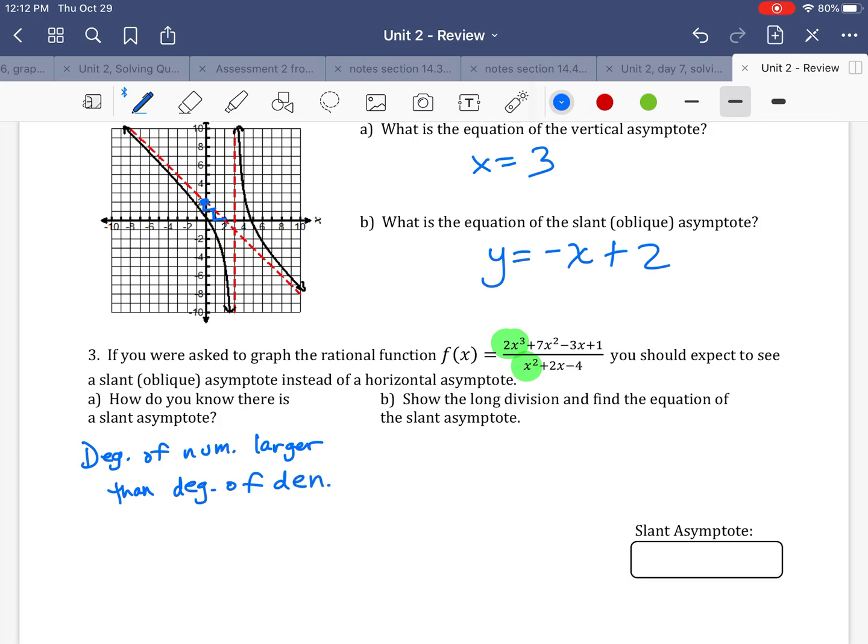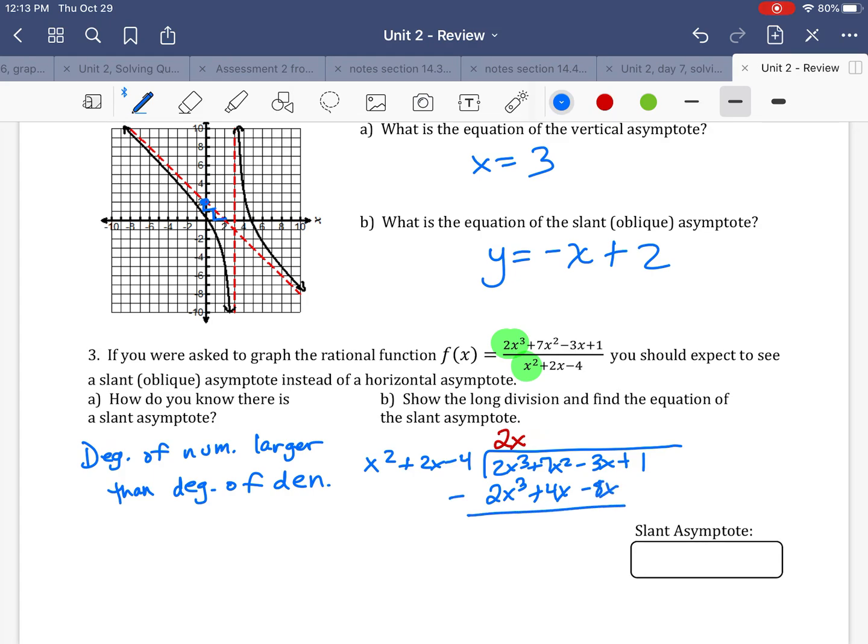Okay, so show the long division and find the slant asymptote. So here we go. So this is where I can get you to do long division. x squared plus 2x minus 4 is going to be divided into 2x to the third plus 7x squared minus 3x plus 1. Kind of a funny looking one. All right, so my choice to make x squared look like 2x to the third would be to go ahead and put a 2x right here. So with that choice, 2x times x squared is 2x to the third. 2x times 2x is plus 4x squared, and then I get -8x.